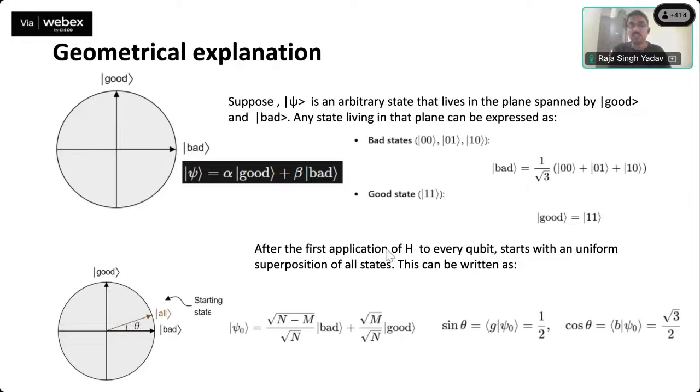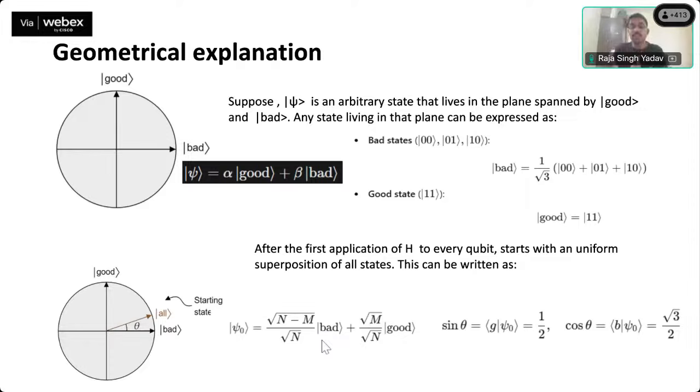After the first application of H to every qubit, we start with the uniform superposition of all the states. This can be written as psi state equals root of (2 raised to the power 2 minus 1) by root 4, which is 3 by root 4 for the bad states, because M is 1, as I want to search only a single element. Since I have 1 good element, it is 1 by root 4 for good. So that's how you can divide.